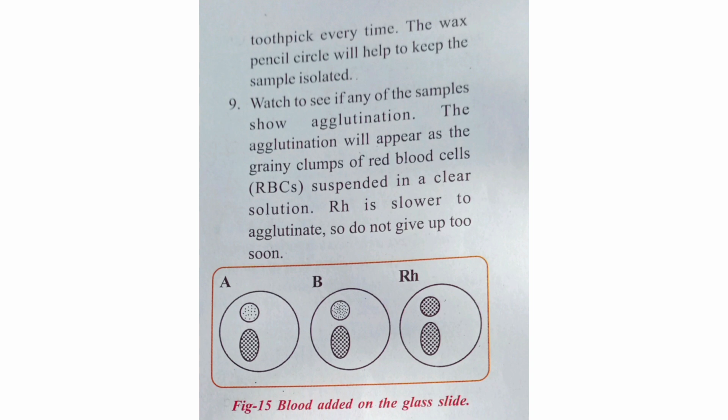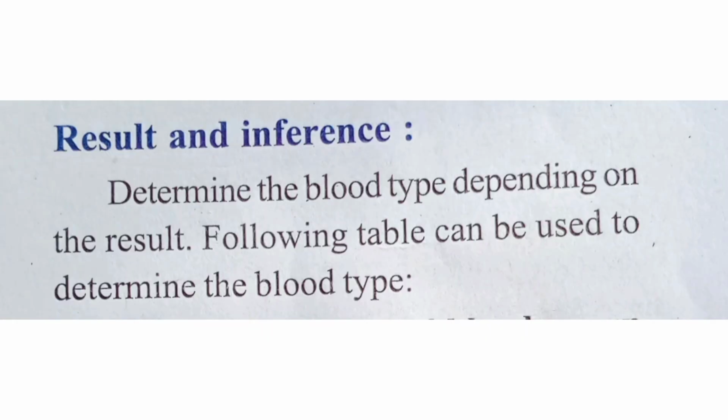Next point, watch to see if any of the samples show agglutination. The agglutination will appear as grainy clumps of red blood cells suspended in a clear solution. Rh is slower to agglutinate, so do not give up too soon. Students, observe figure 15 carefully. Result and inference: determine the blood type depending on the result. The following table can be used to determine the blood type.